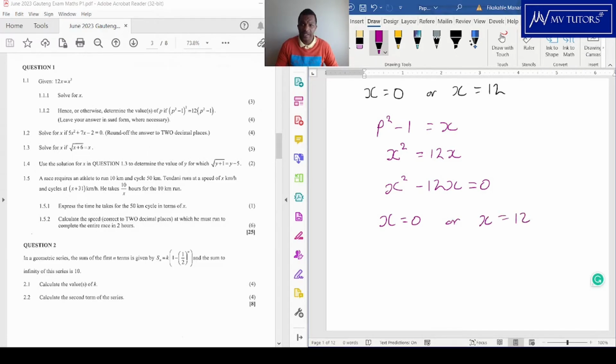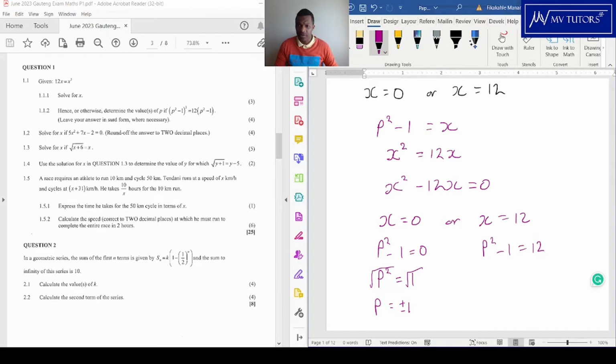Now remember we said x is equals to p squared minus 1, so we're going to substitute that back. P squared minus 1 is equals to 0, or p squared minus 1 is equals to 12. Now that means that if I take my p squared and my 1 to the other side, just doing some gymnastics there, and then I square root both of them like that, then I have that p is equals to plus or minus 1. Anything square rooted is always plus or minus.